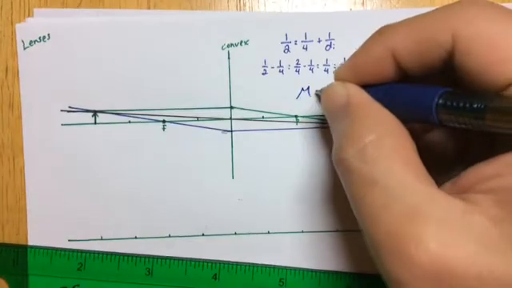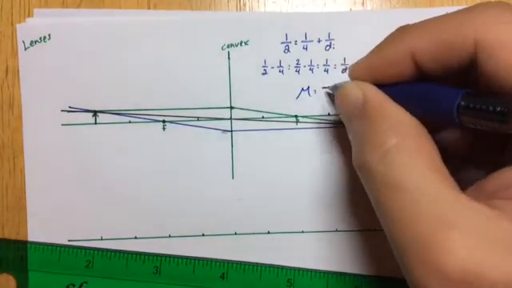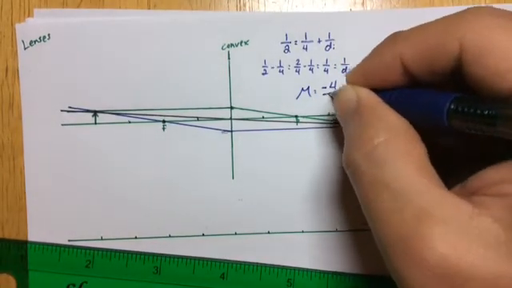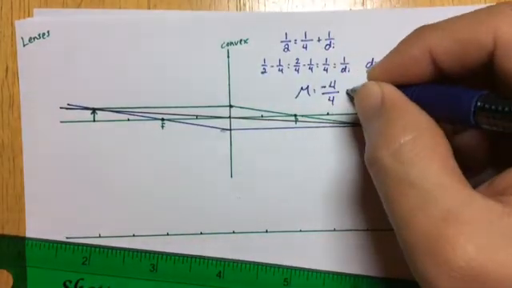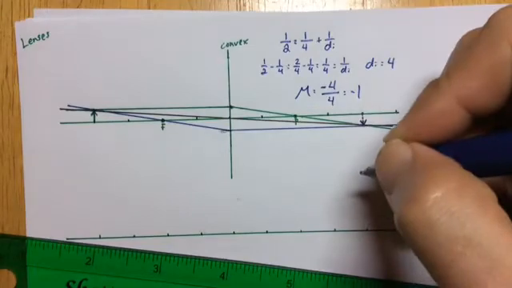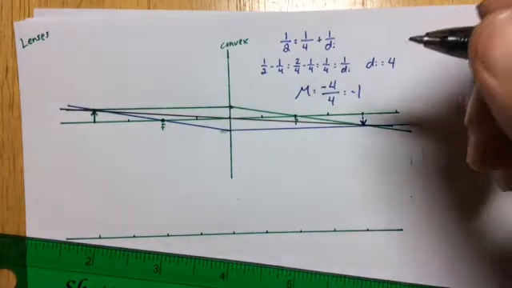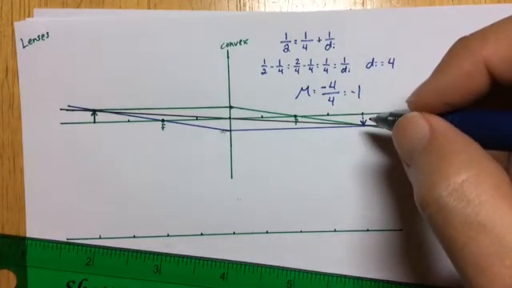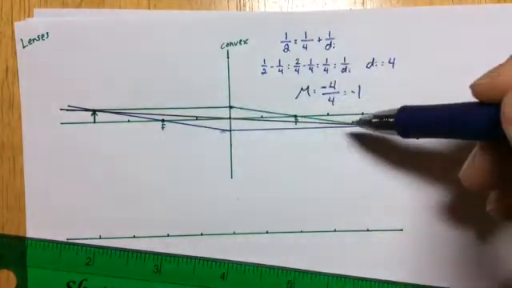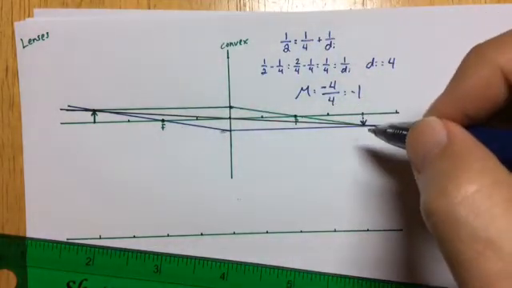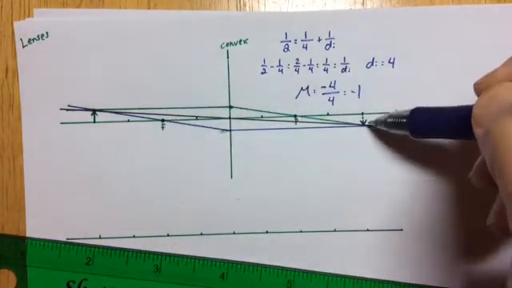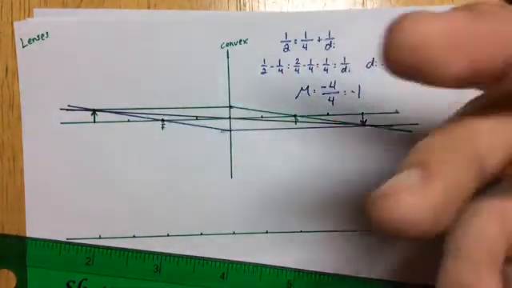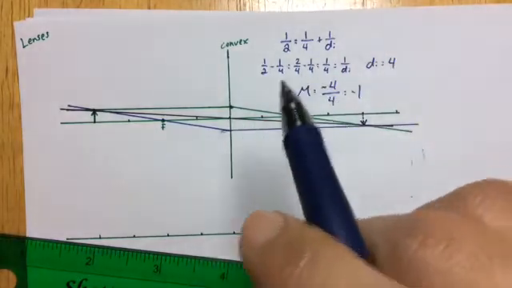Looking at the magnification, I've got negative di, 4, over do, which was 1, 2, 3, 4. And this is going to give me negative 1. And so, if magnification is negative, that means my image has flipped upside down, as it shows. And it's 1, so it's a 1-to-1 ratio. The image is the same height as the object, and that is also true. So math works out, picture works out, we're good.